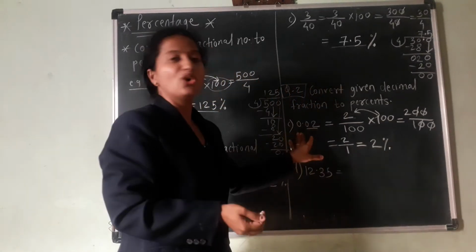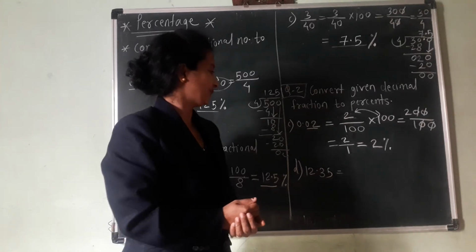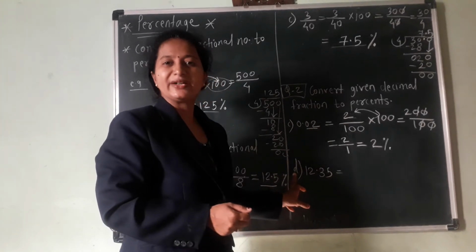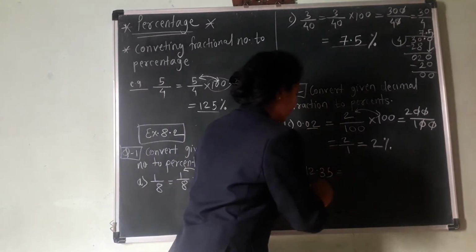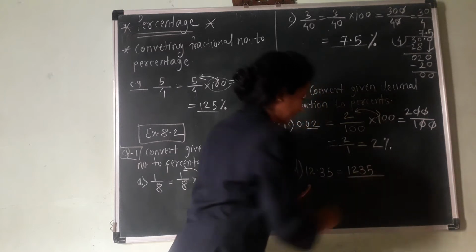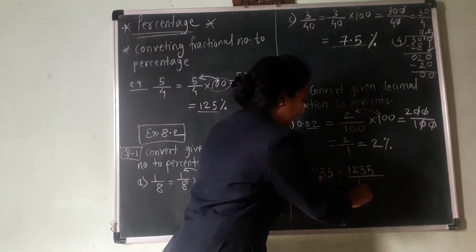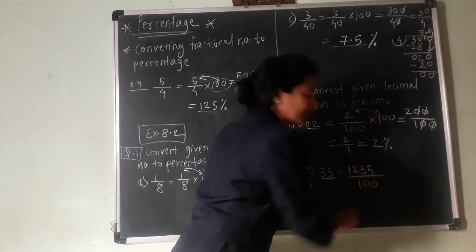That means 0.02 means what? It's 2%. Now one more sum, D sum, 12.35. So write this number as it is by ignoring the decimal point. Now write 1 and count the number of digits after the decimal point. It's 2, so I will put 2 zeros.